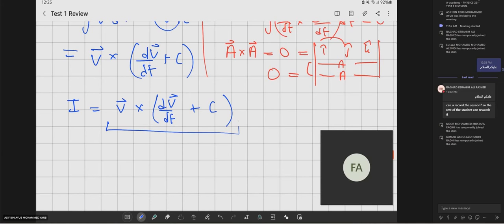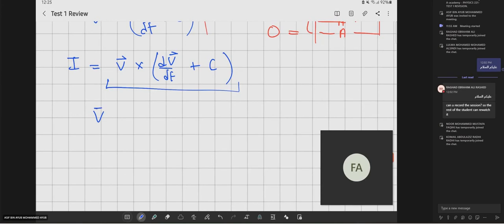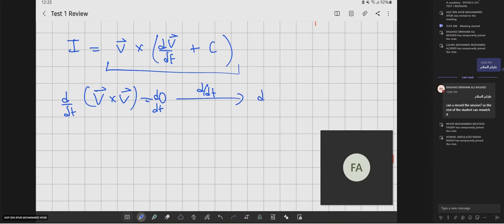Now, can we do anything further with this? Can we simplify this any further? Do we have any relation for v cross dv/dt? Well, let's look into it. So I have v cross v is 0. Now, if I take the derivative with respect to time on both sides, what will I get? Using the product rule, I'll have dv/dt crossed with v plus v cross dv/dt equals 0, because this thing is 0.